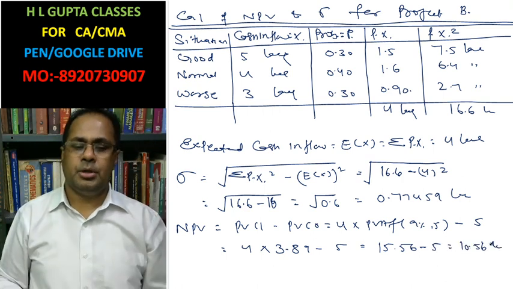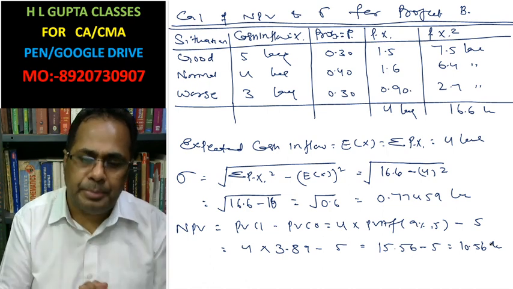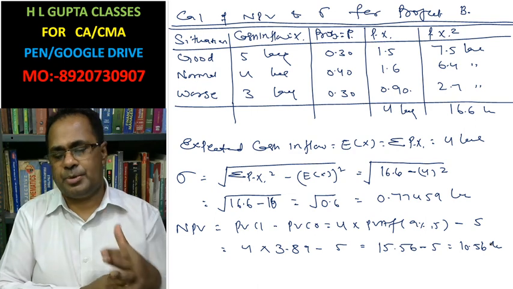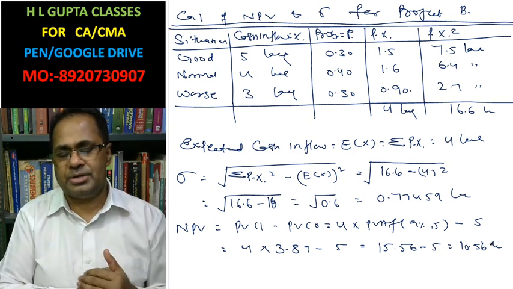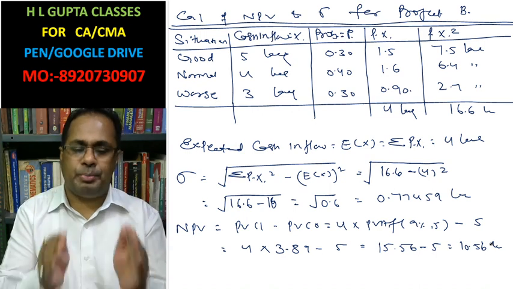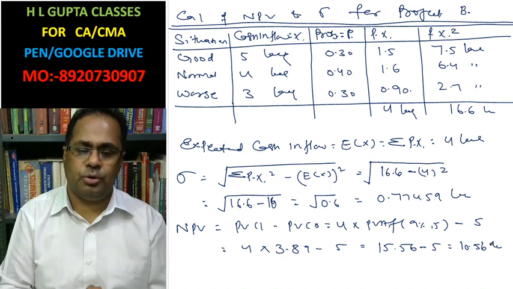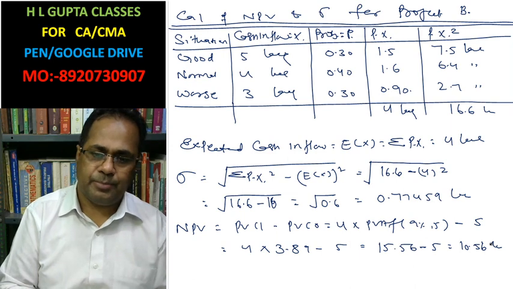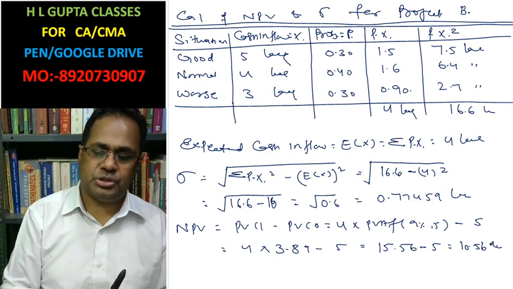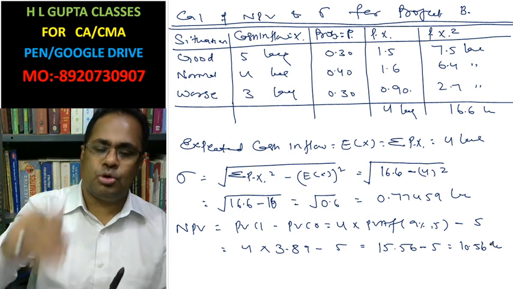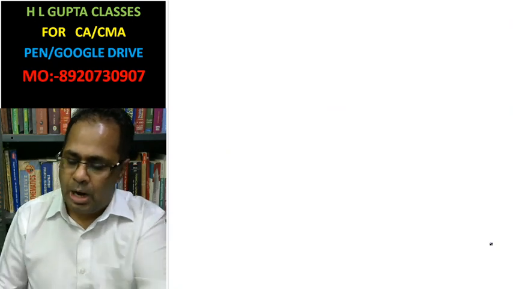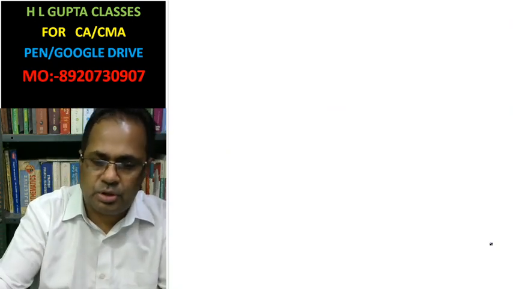Decision is taken on the basis of net present value. Both projects have the same net present value, 10.56 lakh. Hence, both projects on the basis of net present value are equally likely. But the standard deviation of project B is lower than project A. That's why project B is selected. Now, how will you give the decision here? Please look at the decision.